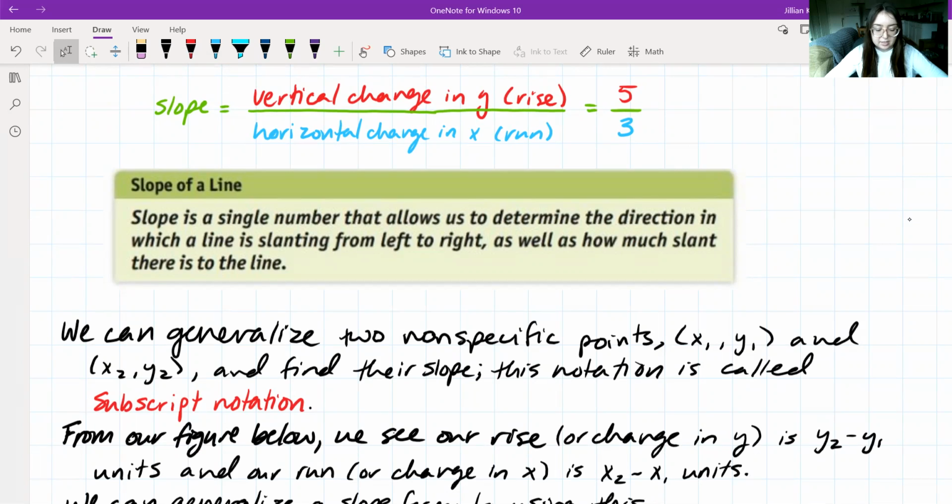So we can generalize to two non-specific points, x sub 1, y sub 1, and x sub 2, y sub 2, and find their slope. Those are ones, not commas. This notation is called subscript notation, because our x's and y's have subscripts, not to be confused with exponents, which are superscripts, written above our variable or any number. Our subscript has that number written below, and all it's indicating is the distinction of our 2 points.